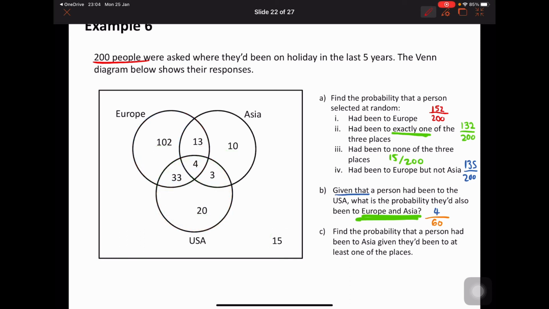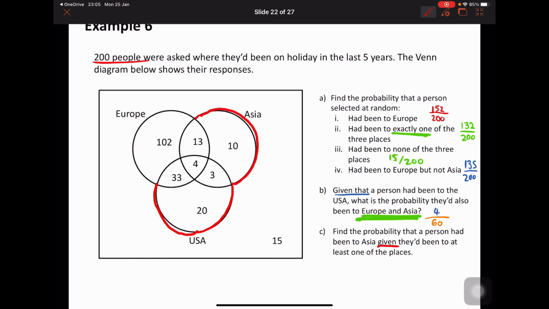Part C, find the probability that a person had been to Asia given that they have been to at least one of the places. So again, we're going to reverse this question. Given that they have been to one of the places, so let's first deal with that part of the question.